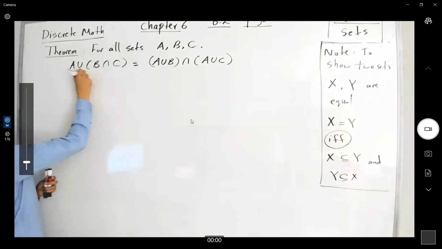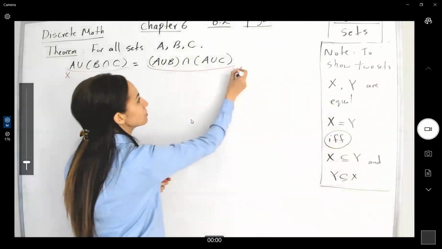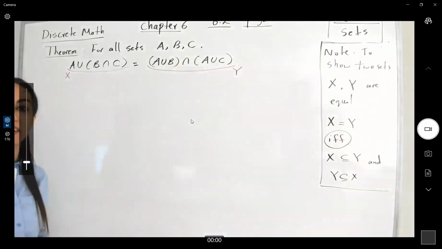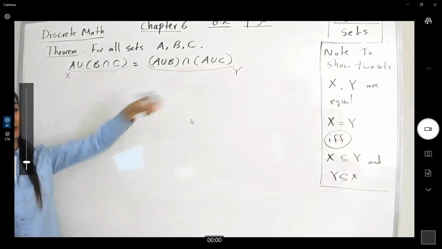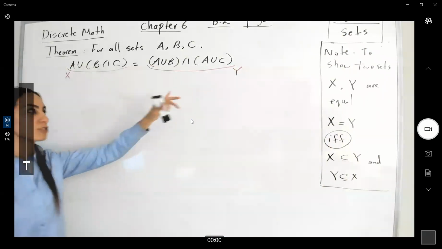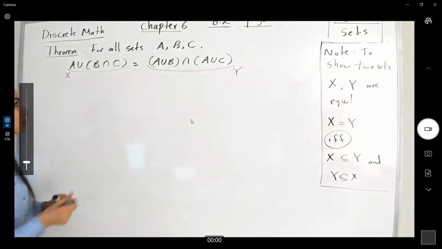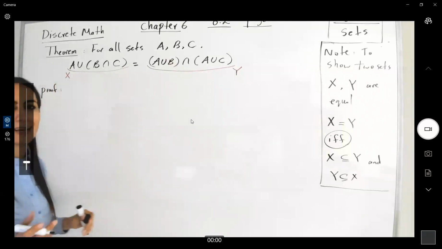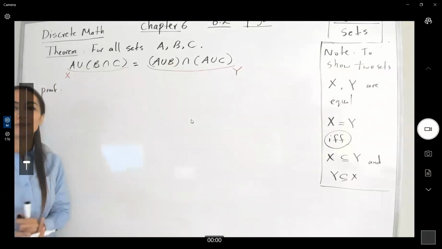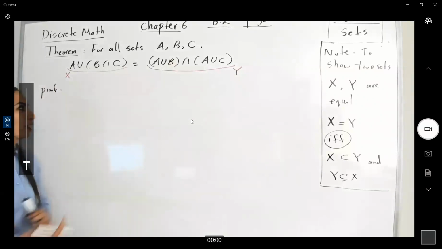So suppose this is set X and this is set Y. We want to show that these two sets are equal to each other. So we want to show that X is a subset of Y. Then we show that Y is a subset of X. So proof. Let us use the definition of direct proof to prove that X is a subset of Y.